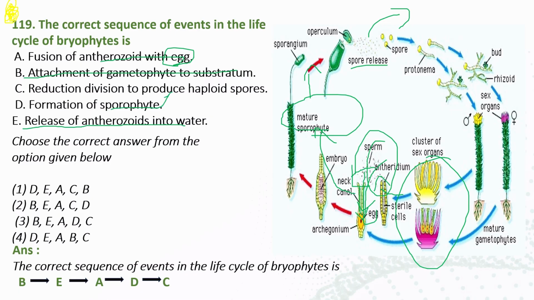These sporophytes again go on with the reduction division to produce the spores. So what is the order here? B, E, A, D, C. So in this you can say that the third one is the right answer here.